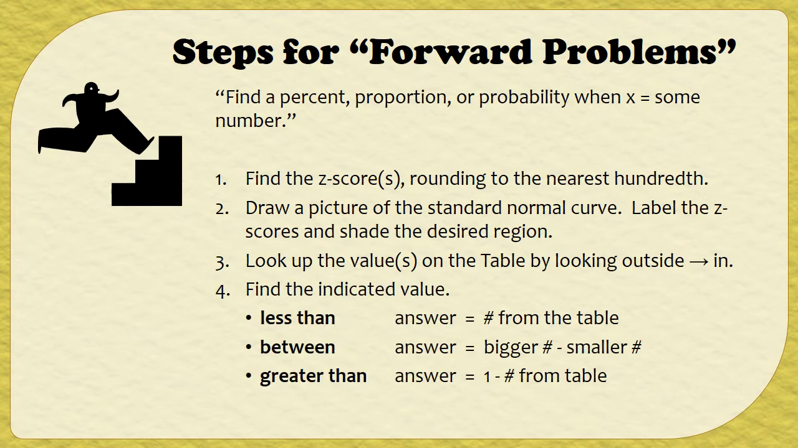Lastly, we need to find the indicated value. If we're looking for a probability that x is less than some number, then it's really easy. Whatever you get from the table is going to be your answer. If we're doing a between problem, then we're going to subtract 2 values from the table. And if we're doing a greater than problem, we'll subtract the number from the table from 1.